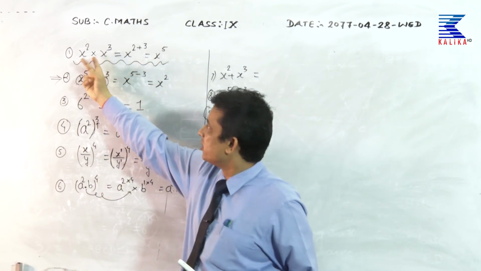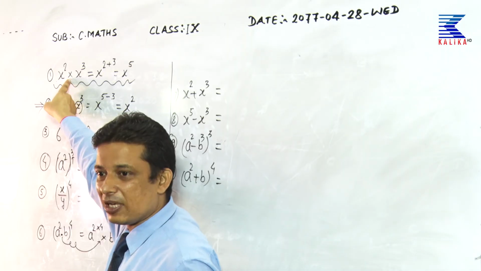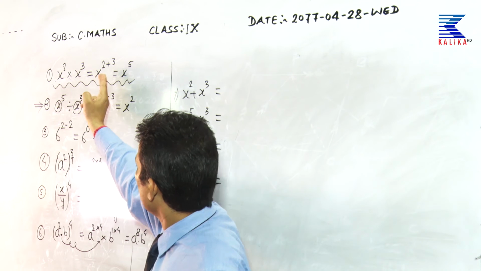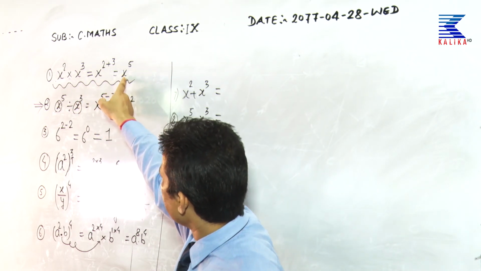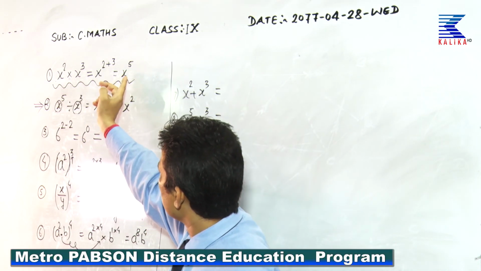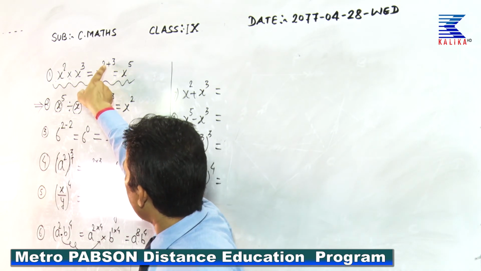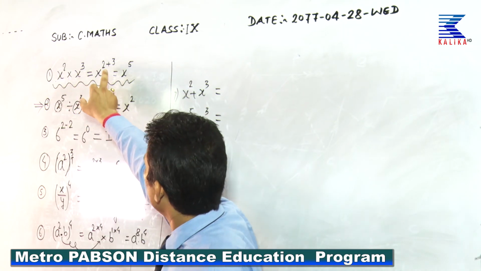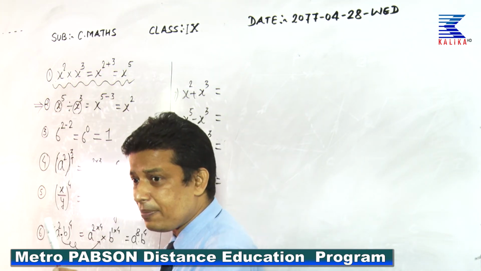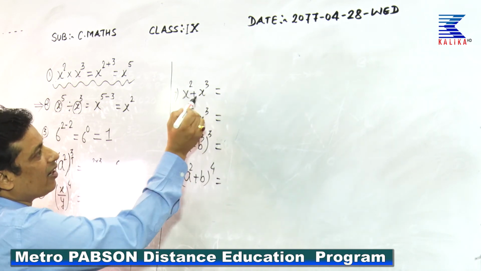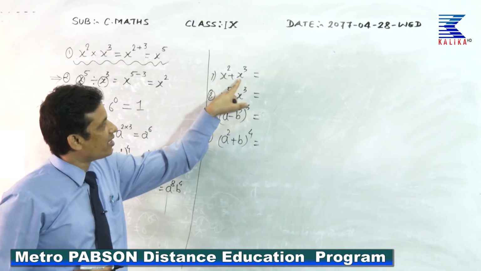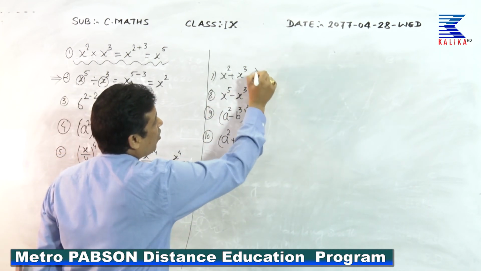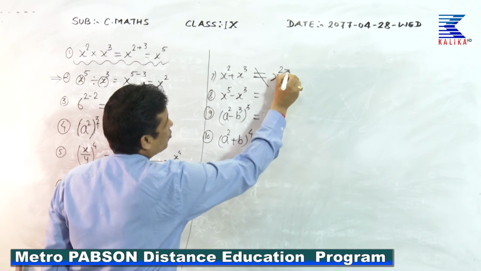Look what we did, the operation is multiplication. Using this multiplication we use the laws of indices, we got x to the power 5. How did we get x to the power 5? By adding the power, base is same, operation is multiplied. So, we added the power. Similarly, can we follow that rule here? No, we cannot follow. This is not equal to x to the power 2 plus 3.